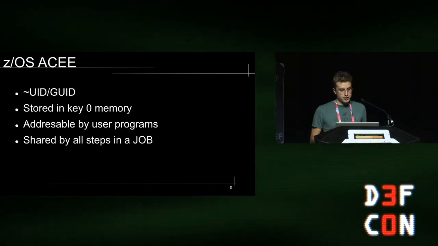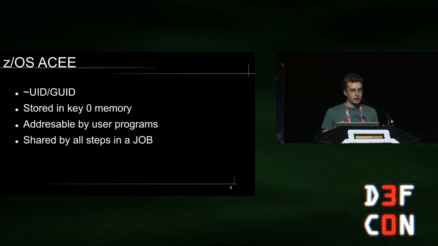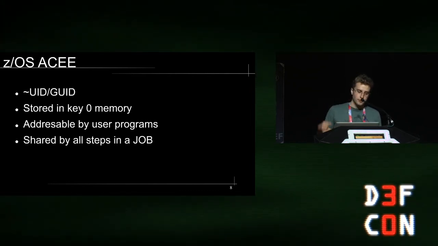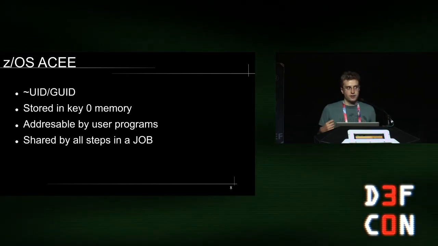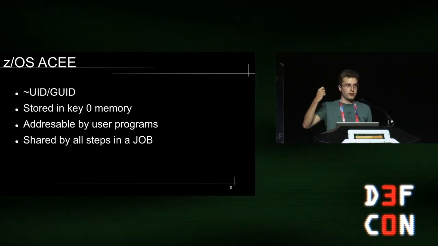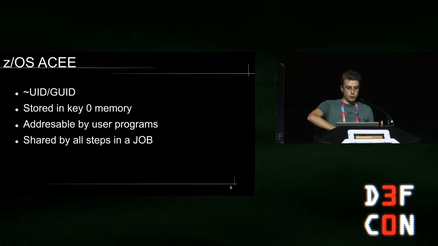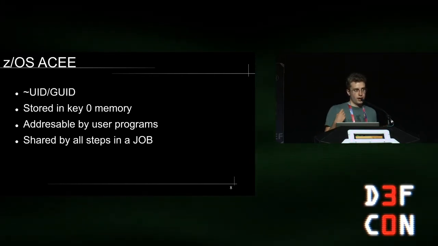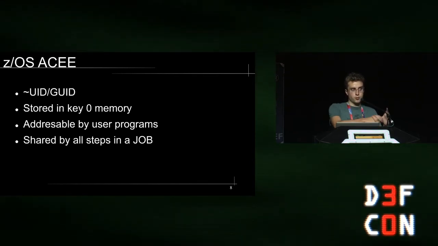So what would we do if we could write to anything we want? We would want to escalate our privileges. And the way we do this is by editing the z/OS ACEE. You can think of this like a UID or a GID, but it's in our own address space in private high storage. So it's the same across every single job. So if we could write to this ACEE, we're able to change our privileges in one step.